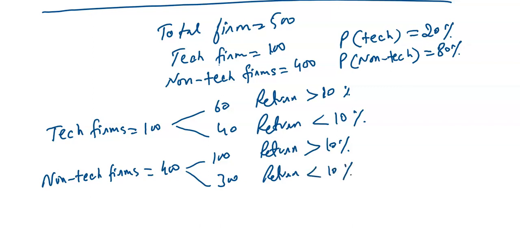So if I ask you a question, a very simple question. How many firms are there? How many tech firms whose return is greater than 10%? 60. What is the probability?